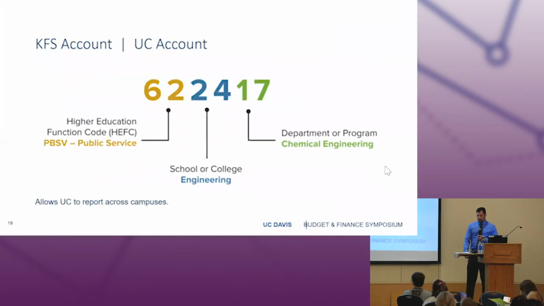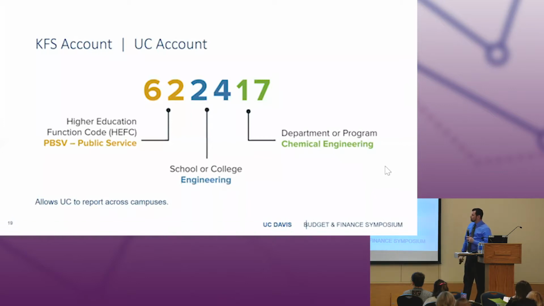So let's talk about this fancy UC account. The UC account basically consists of 3 pairs of numbers. And the first 2 represent the higher ed function code. And that is the most critical piece of this whole thing, making sure we get the right higher ed function code. So in our example, 6.2 is public service.